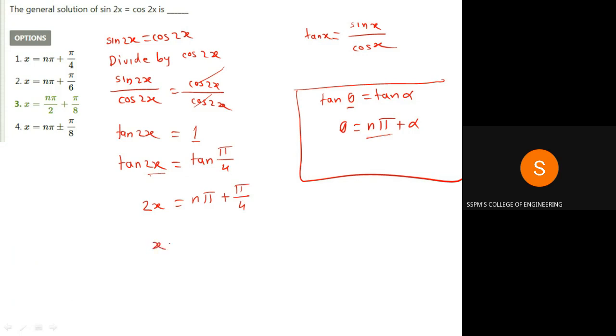So x is equal to what? N pi by 2 plus pi by 8. The 2 is divided on the right hand side, so we get n pi by 2 plus pi by 8. So this is the correct option. Third one is the correct option.